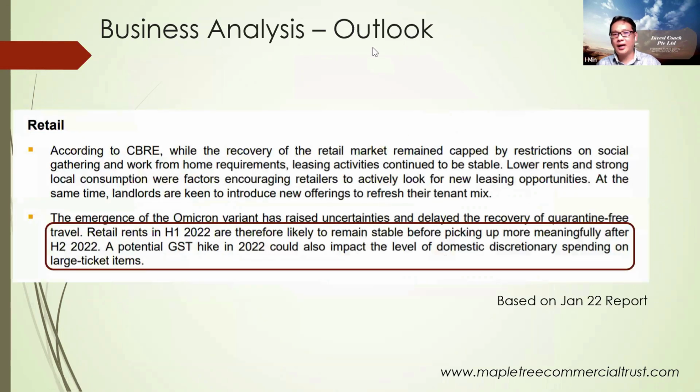Okay, so in their presentation report, usually they share the outlook. So of course, this is the outlook done by them. There will be a level of independence issue, but anyway, it's good for reference. As per what I gathered from their presentation slides, the retail rent for first half 2022 is likely to remain stable before picking up more meaningfully after second half 2022. So basically, they're expecting things to improve, for example, for VivoCity. However, they did note that a potential GST hike in 2022 could impact the level of domestic discretionary spending.